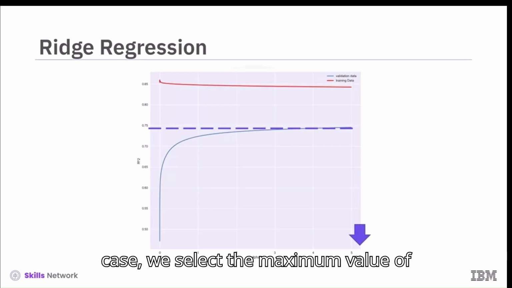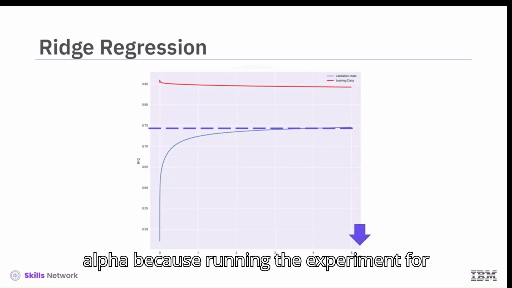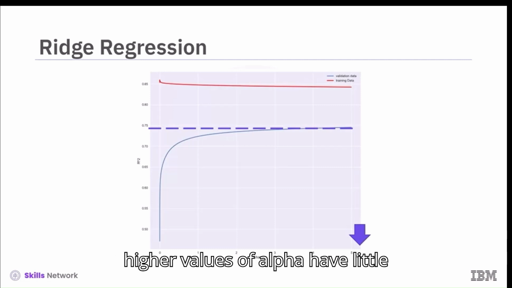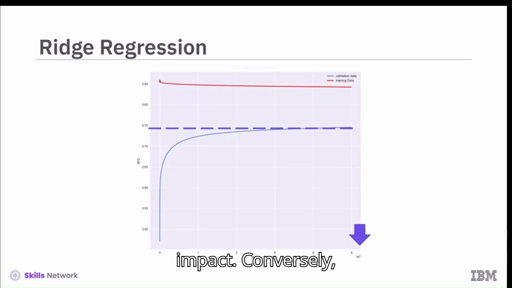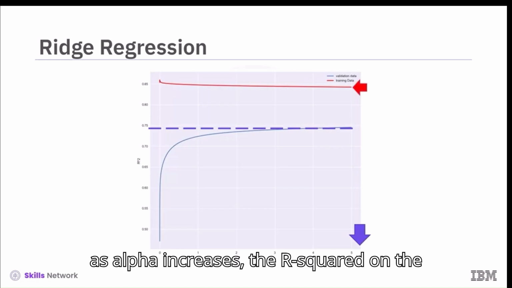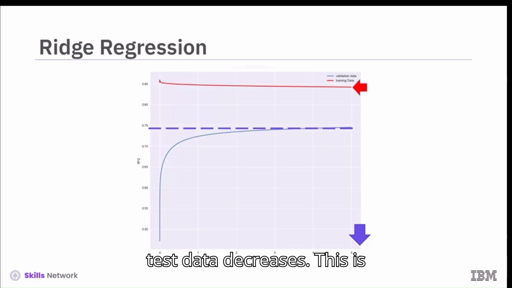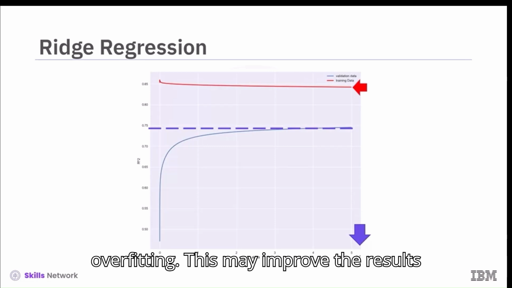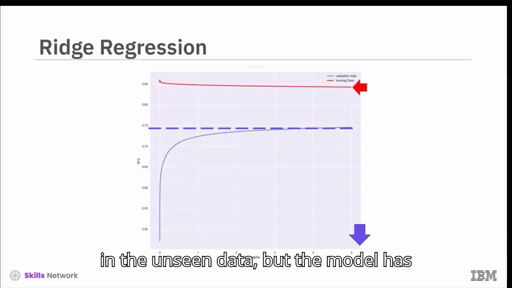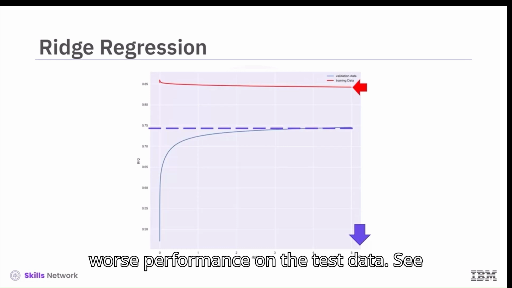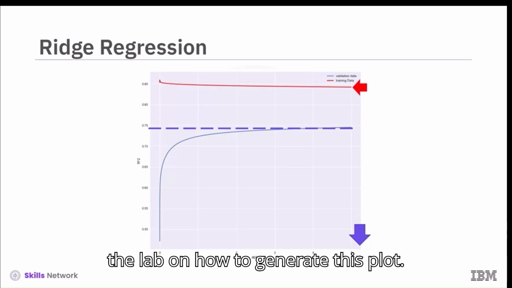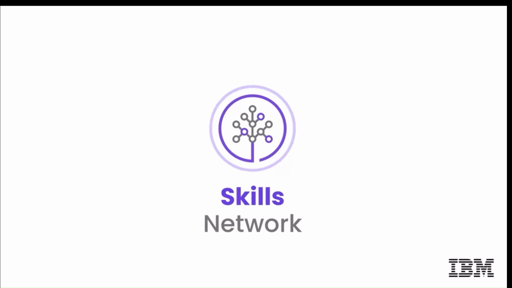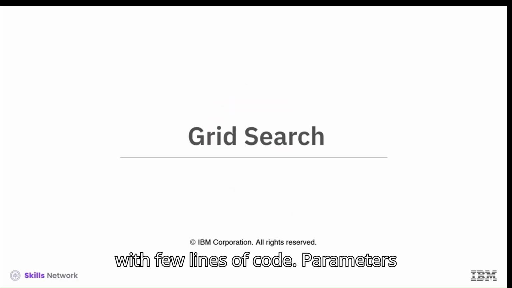In this case, we select the maximum value of alpha because running the experiment for higher values of alpha has little impact. Conversely, as alpha increases, the R-squared on the test data decreases. This is because the term alpha prevents overfitting. This may improve the results in the unseen data, but the model has worse performance on the test data. See the lab on how to generate this plot with few lines of code.